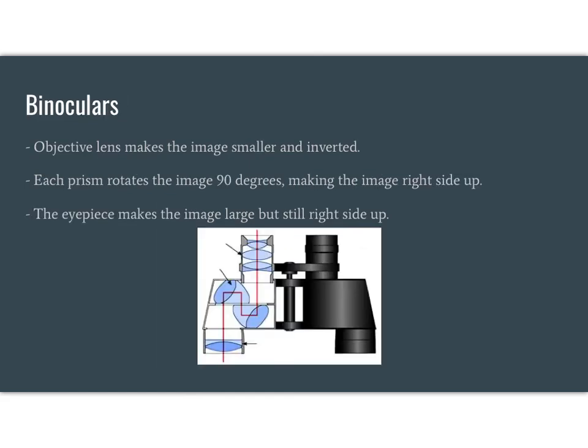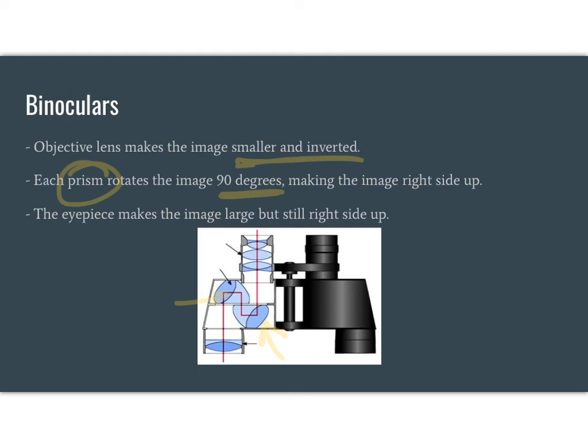Okay, so the last device we're talking about is binoculars. And so in binoculars, we have objective lenses that make the image smaller and inverted. And there's also prisms. So if you look inside here, there's a couple different prisms inside. Each prism rotates the image 90 degrees, and they make the image right side up. So this is causing the image to flip 90 degrees 4 times, causing it to be right side up at the end.